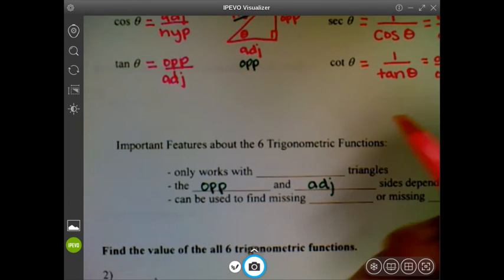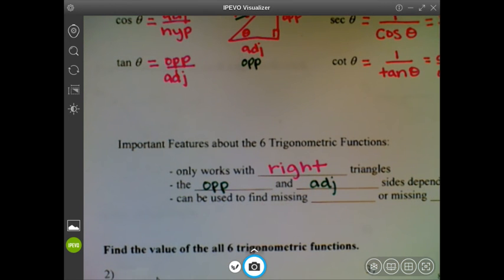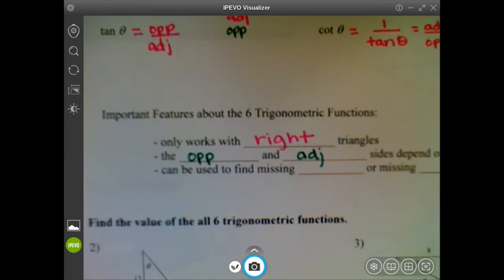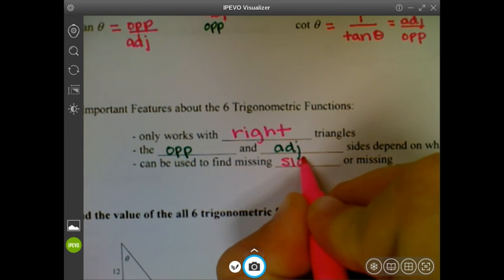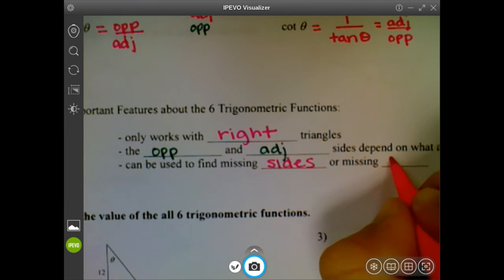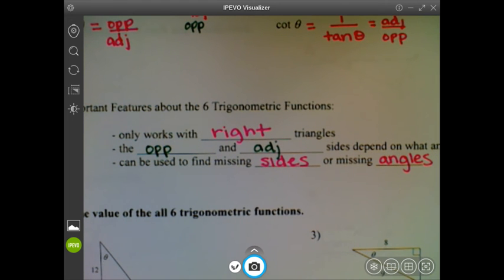All right, some other important things to remember about the trig functions. They only work with right triangles. If it's not a right triangle, you can't use sine, cosine, tangent unless you can somehow form right triangles as a part of the triangle, like split it up or add on or do something to make right triangles. And last but not least, you can use the trig functions to find missing sides, like the Pythagorean theorem, or you can use them to find missing angles. Both will work. That's a nice additional feature: the Pythagorean theorem is just sides, whereas trig functions are sides or angles.